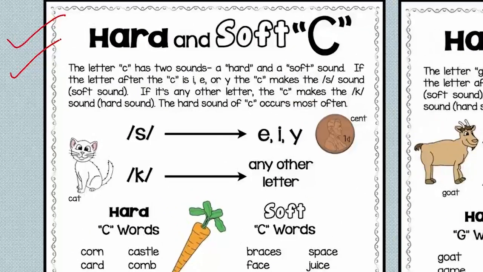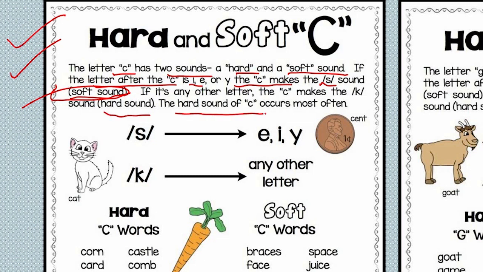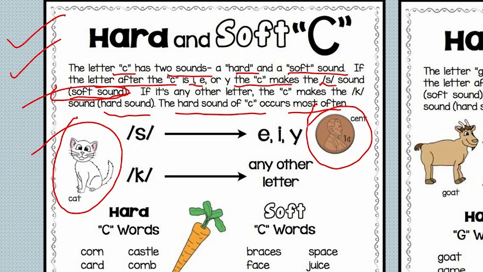Hard and soft C sound. The letter C has two sounds, a hard and a soft sound. If the letter after the C is E, I or Y, the C makes the S sound, the soft sound. If it's any other letter, the C makes the K sound, the hard sound. The hard sound of C occurs most often. Cat has a hard sound here. Scent has a soft sound here.